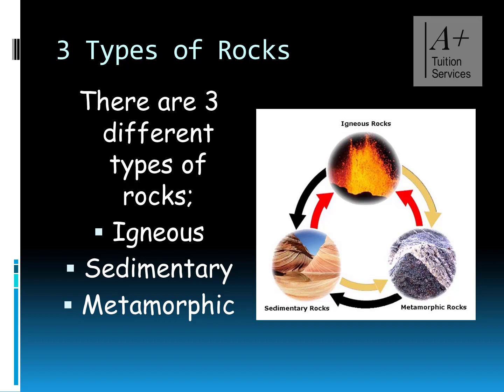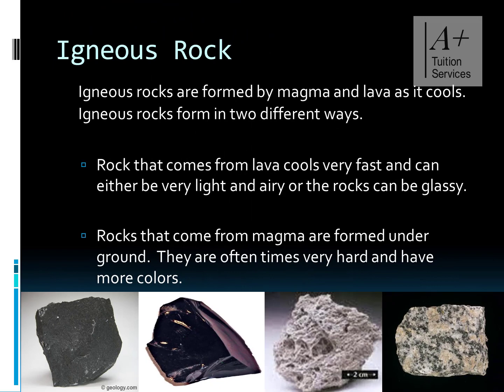There are three different types of rocks, and they are igneous rock, sedimentary rocks, and metamorphic rocks. And from the three types of rocks, we can produce the rock cycle. Igneous rock are formed by magma and lava as it cools. Remember, magma is what is found at the core of the earth, and that is like liquid fire. And when it cools, it turns to igneous rocks.